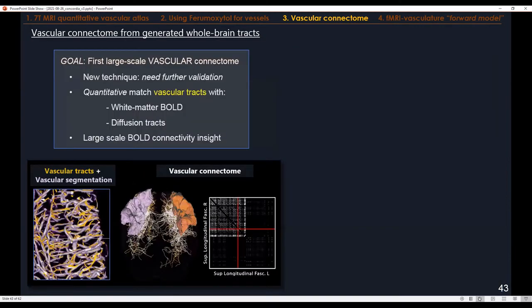So it might help for understanding of resting state connectivity. This still needs a lot of validation. It's the first draft of building a vascular connectome, but we think we were successful in making this step.